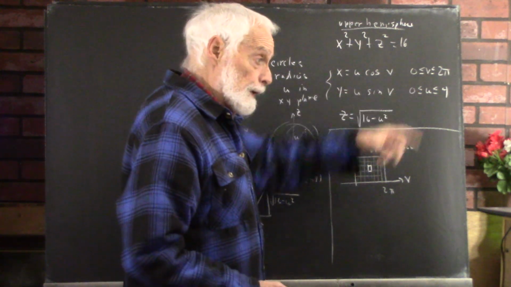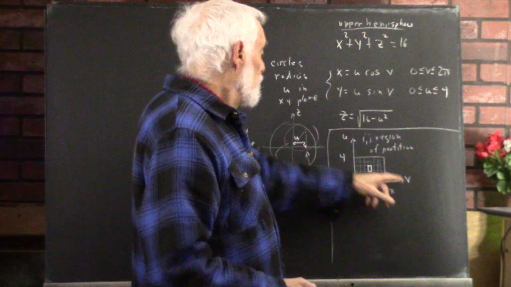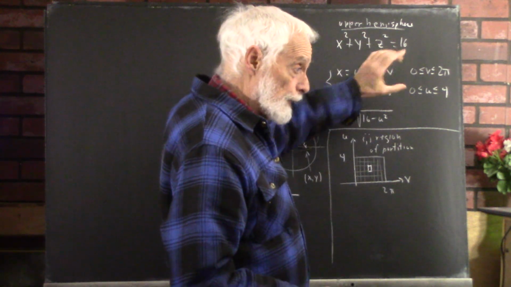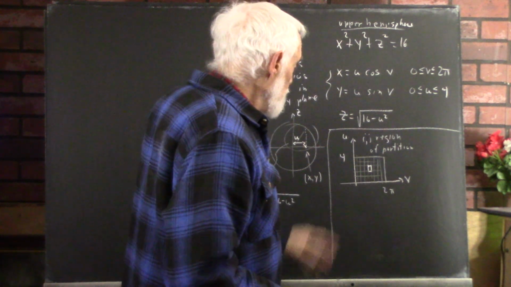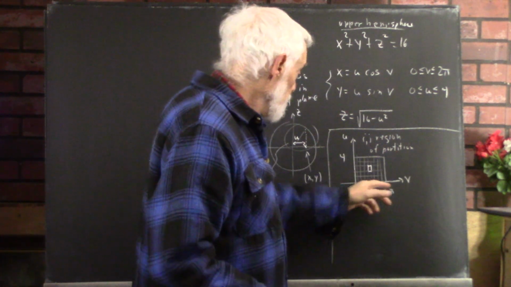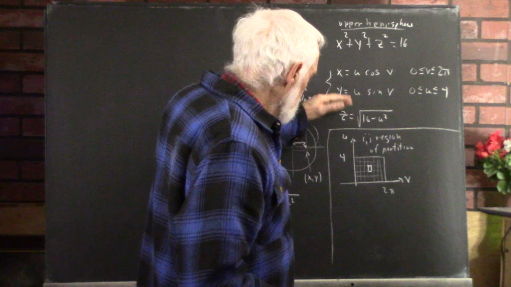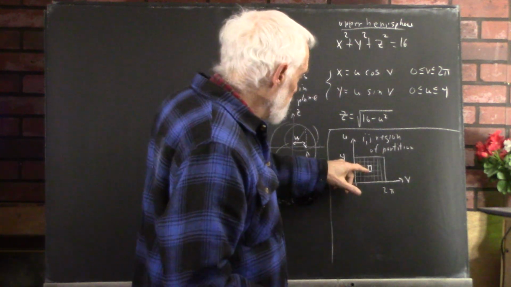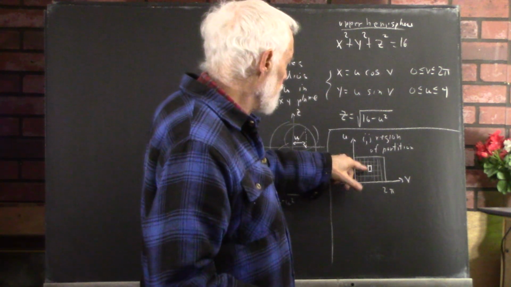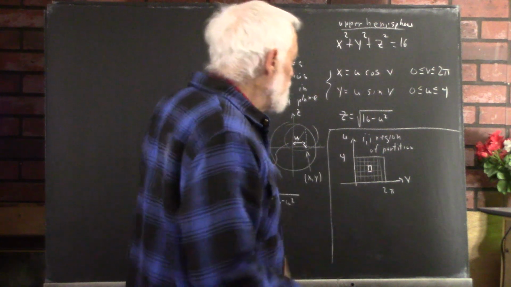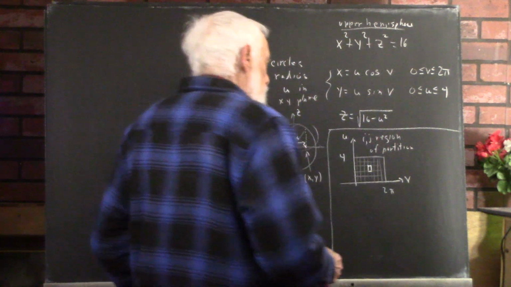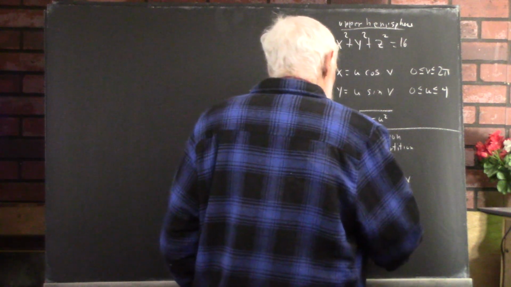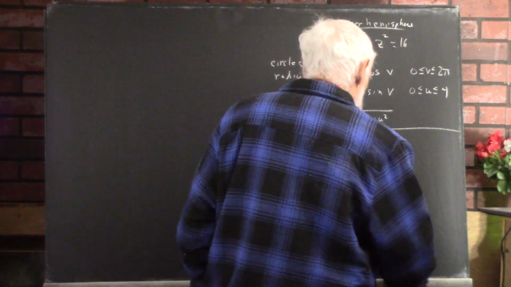In parameter space, in u versus v parameter space, this parameterization gives us a rectangle. We partition the rectangle, partition the v's to get vertical strips, partition the u's to get horizontal strips, and that gives us a set of rectangles. If this is the ij region of the partition, that region maps onto the sphere, the hemisphere.